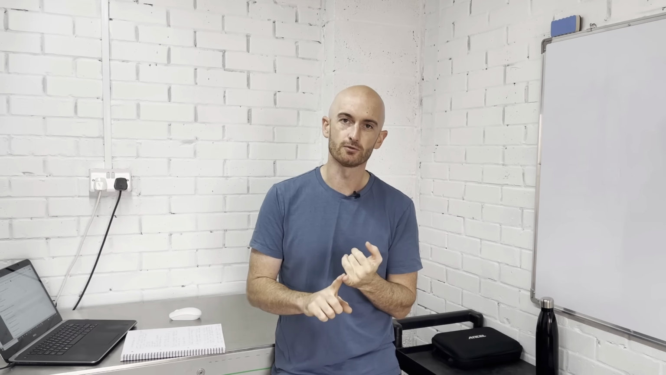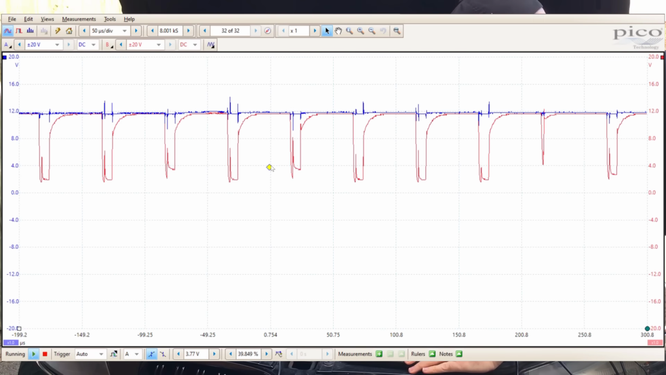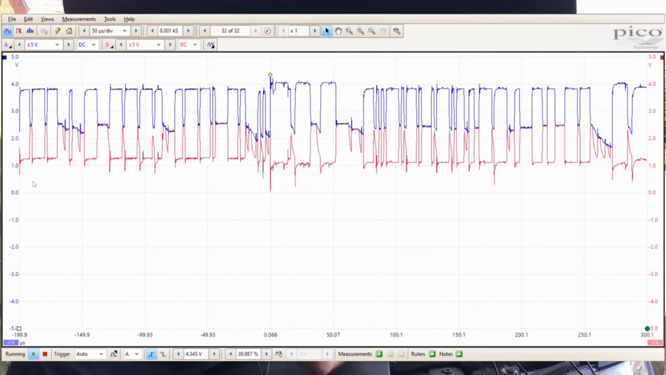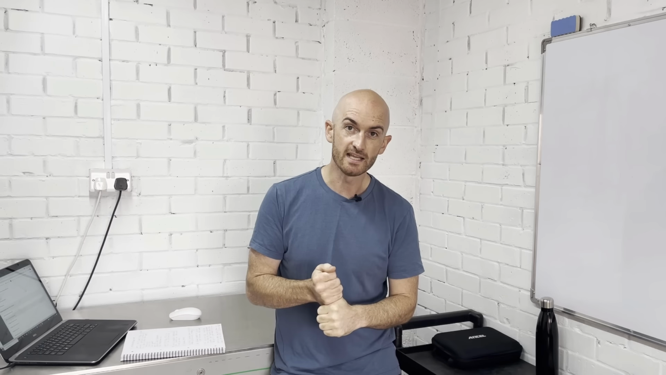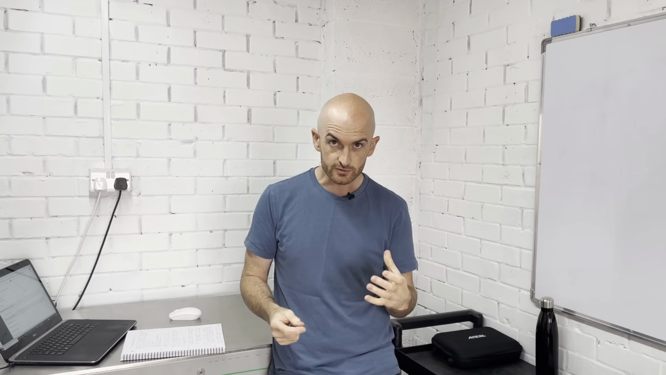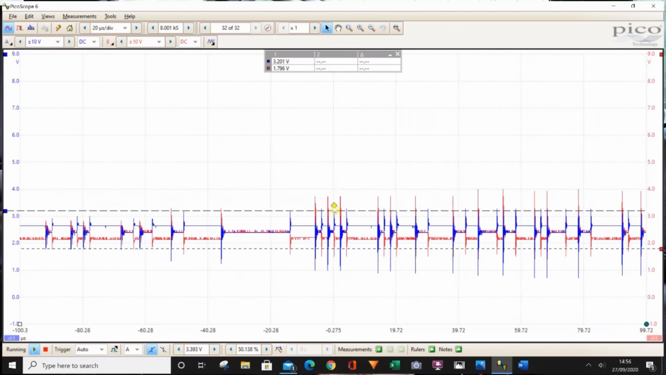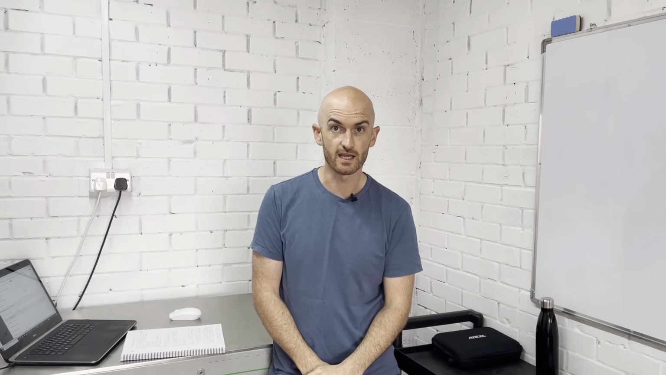We'll be able to see short to ground, short to positive, short together. We'll be able to tell if it's open circuit, and we'll also be able to use it to help identify intermittent faults. It'll also help us pick up resistive faults, so resistive short circuits or just resistance in connectors.